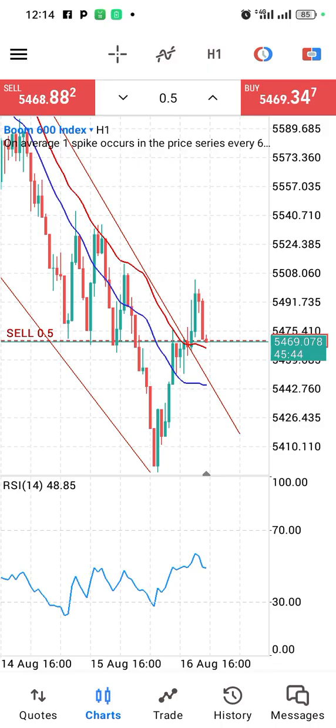Today, again, this is on Crash 600. This is where we give you live analysis so that you can decide on what you do with those analyses. And let us quickly look into this Crash 600.